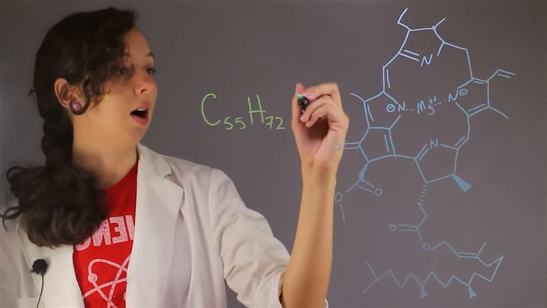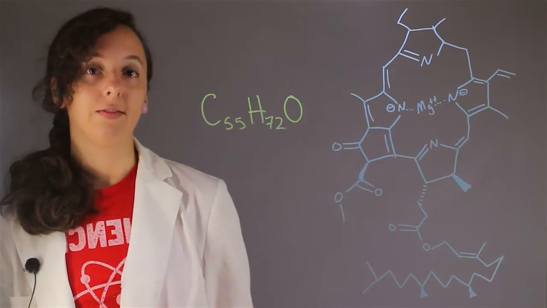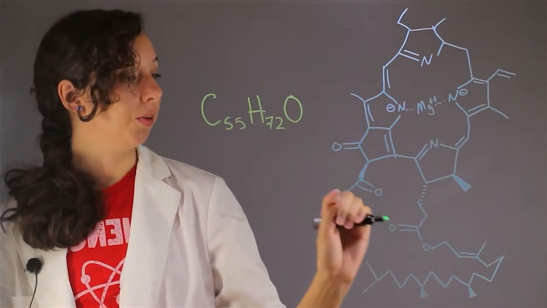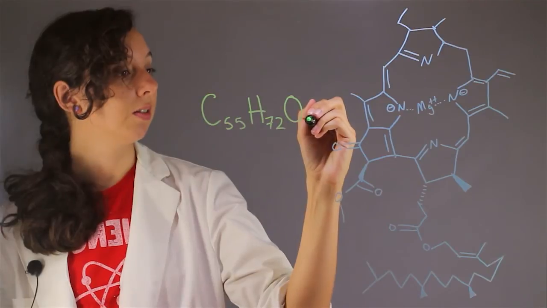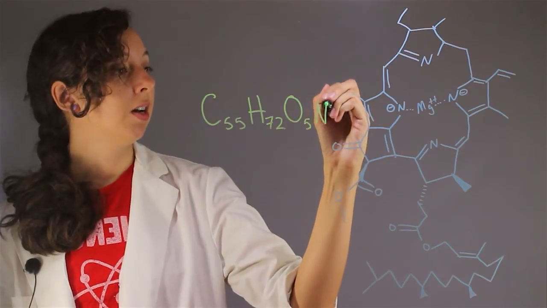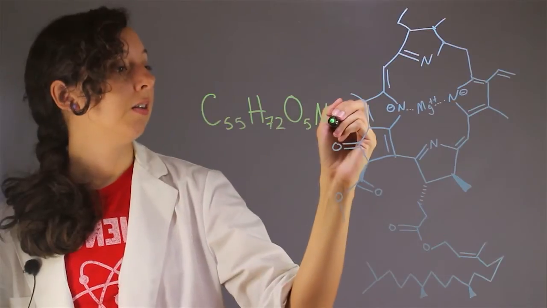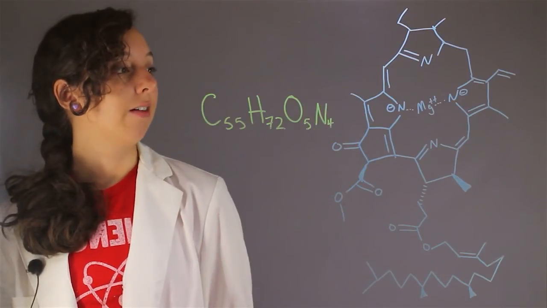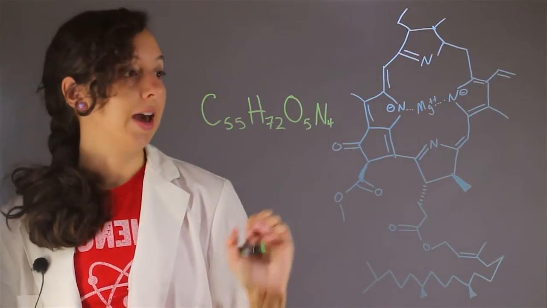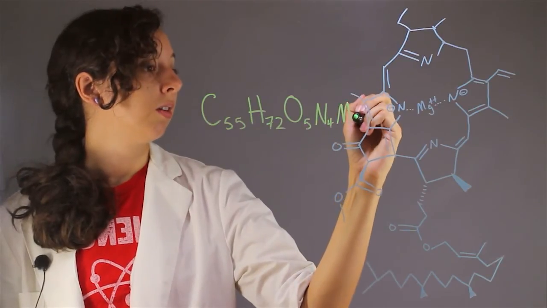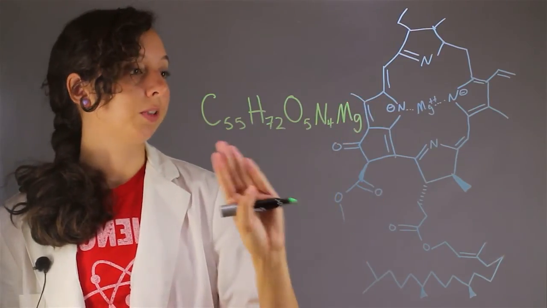So next we're gonna do oxygen, and these we can kind of look at and count. So 1, 2, 3, 4, 5 oxygens. Nitrogen, again, we can just look at these guys, 1, 2, 3, 4 in the ring. And last but not least, we have our single magnesium atom. So this is pretty much our complete formula.